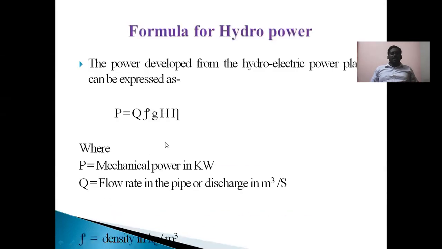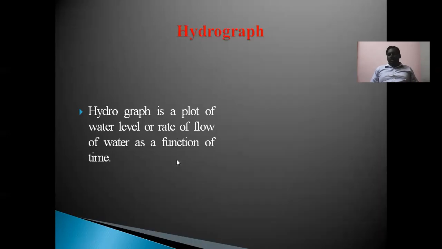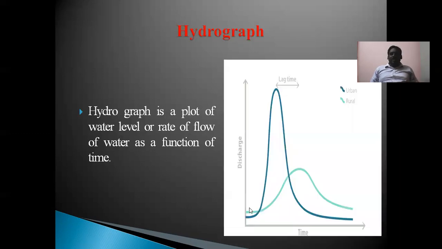Next definition is hydrograph. What is meant by hydrograph? Hydrograph is a plot of water level or rate of flow of water as a function of time. That means this graph is drawn between water level or rate of flow. This rate of flow is also called discharge. So here the graph is drawn between rate of flow or discharge of water versus time. See here, when time increases, the discharge or rate of flow of water can also increase.